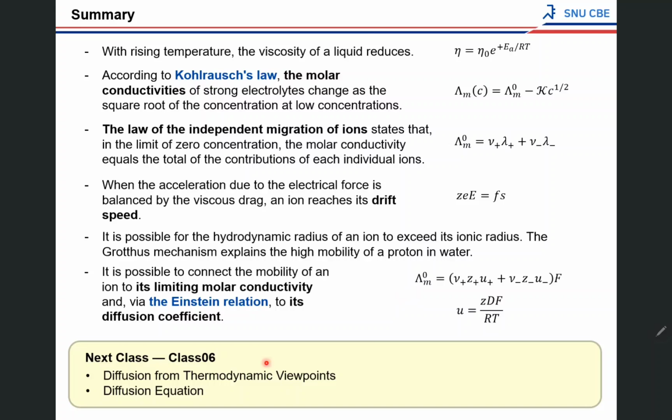That's pretty much everything for the electrolyte physics. We're going to talk about the liquid phase a little bit more, but we are going to focus on diffusion instead of the movement of ions under the electric field. We will investigate diffusion from the thermodynamic viewpoint, and also derive some diffusion equations next class.